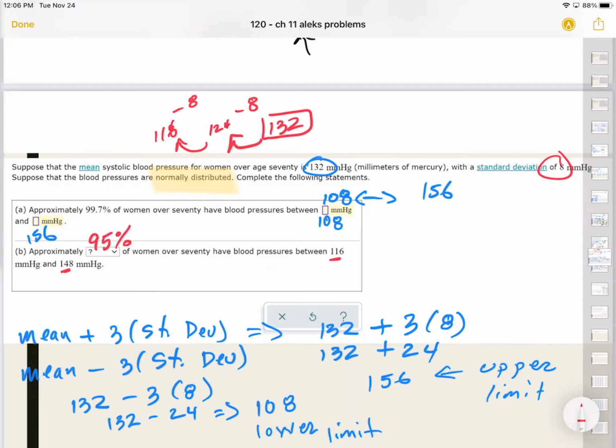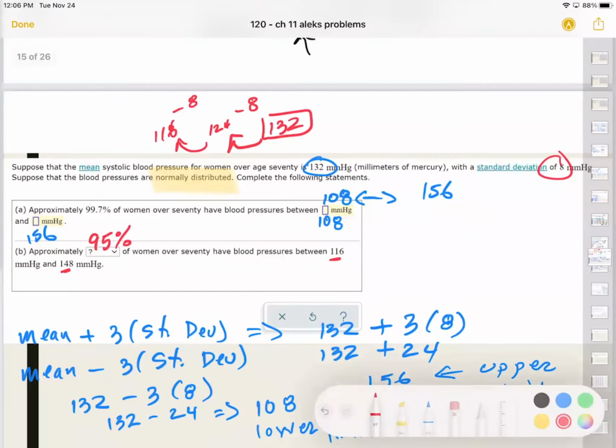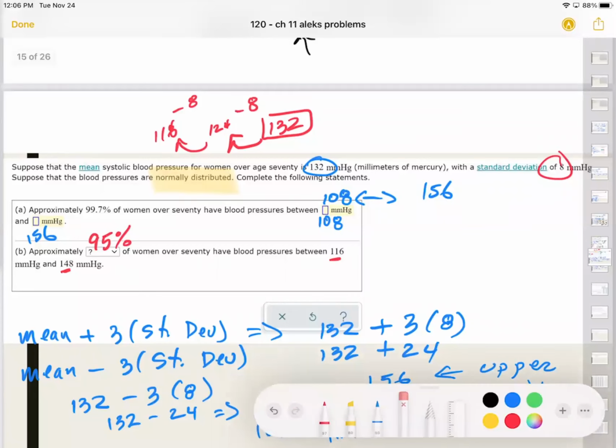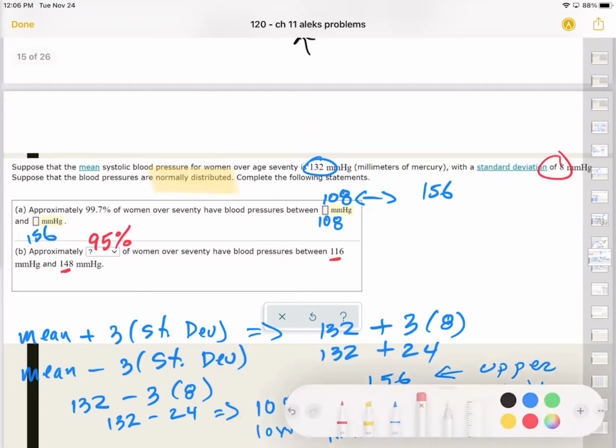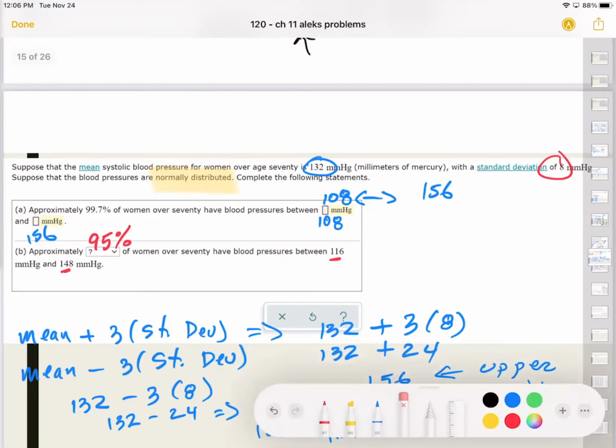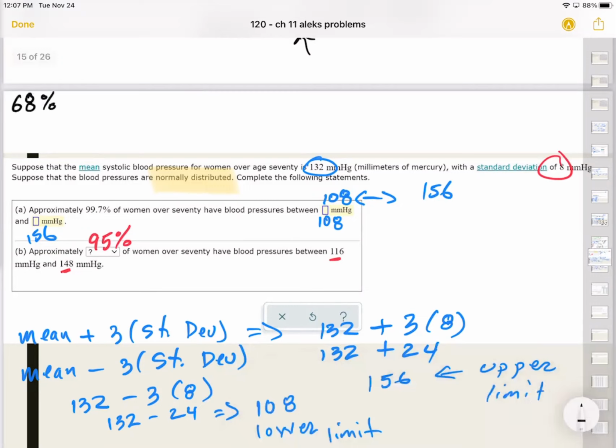If you're in doubt, guys, you can always do this. One easy way, if you want to, is to do all 3 of them. Let's say that 68% is the mean plus 1 times the standard deviation.